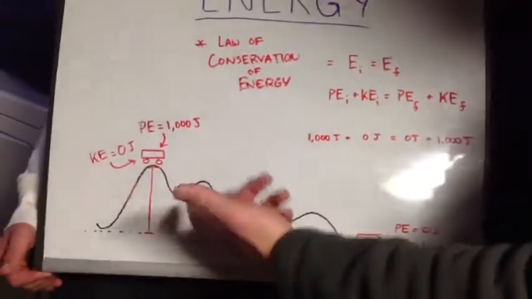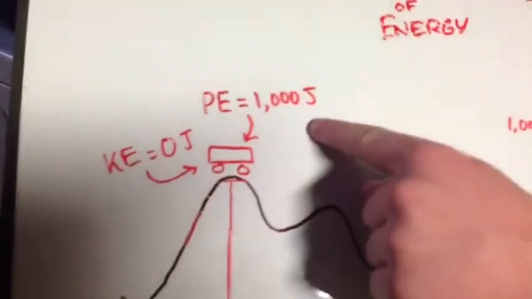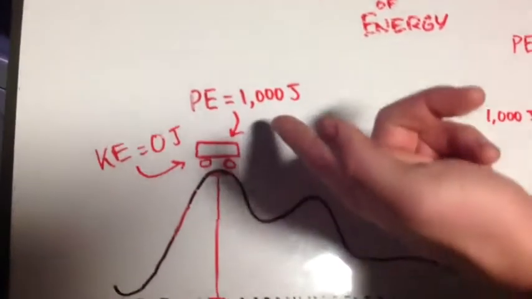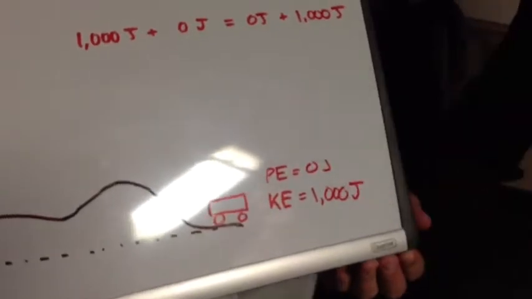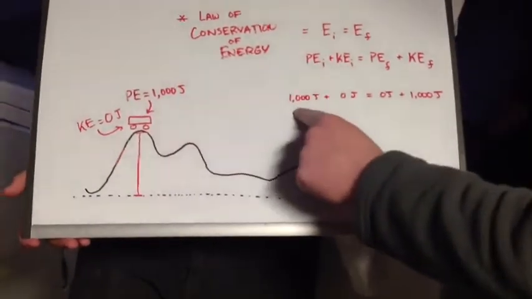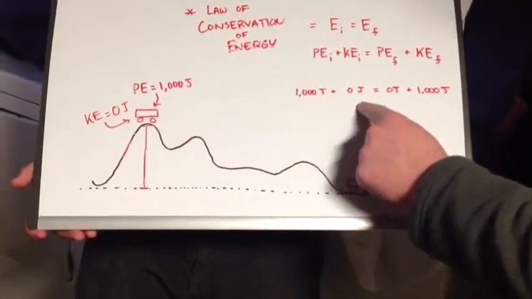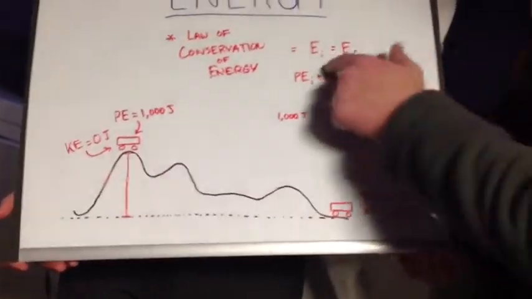So we explain this through the roller coaster. When you're at the top of the roller coaster, you have zero joules of kinetic energy and 1,000 joules of potential energy for this example. And at the end, you have potential energy 0 and kinetic energy 1,000. These numbers correlate because of this law, so when we plug in these numbers, 1,000 joules plus 0 joules equals 0 joules plus 1,000 joules. EI equals EF.